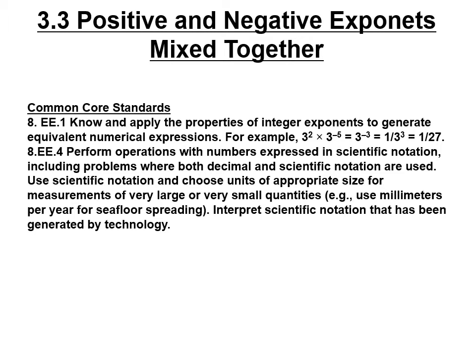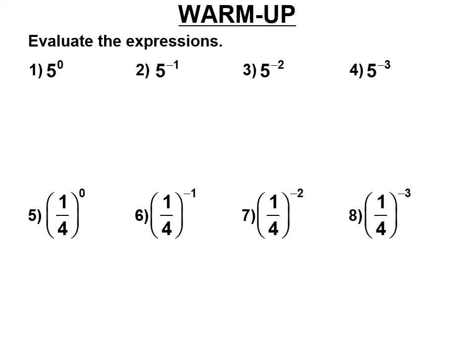So welcome to 3.3. We're going to mix positive and negative exponent problems together and make sure we can still keep sense of them. So we've learned all this. Let's see if you can do it. So 5 to the 0, anything to the 0 is 1.